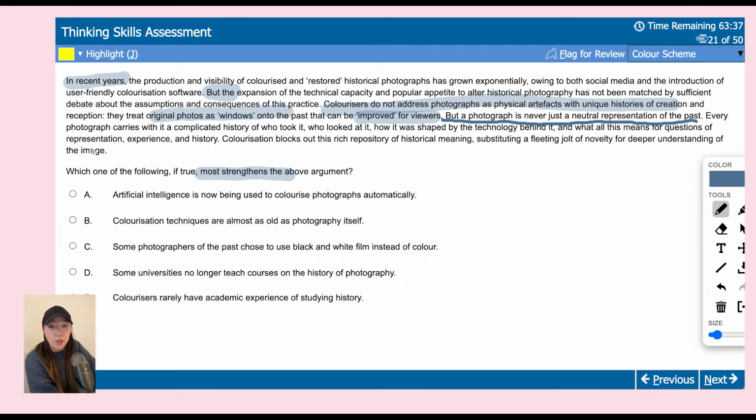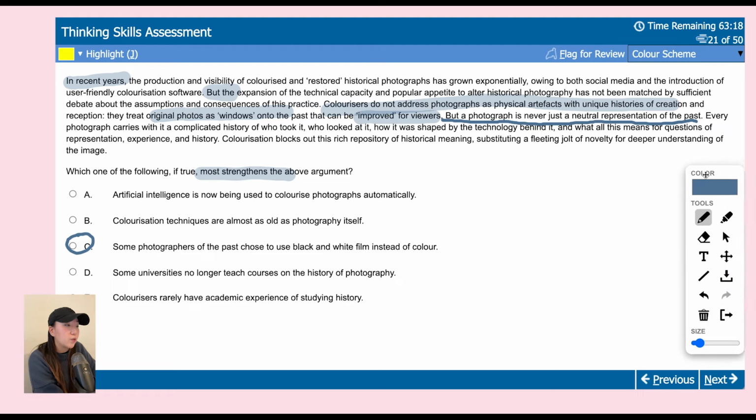Again, with strengthening argument questions, you have no choice but to read A to E. You can't skim through like you would on a main conclusion or a flaw one, for example. You can't guess what the answer would be. In this one, the answer is clearly C. So some photographers of the past chose to use black and white instead of color. That is an intentional thing that they did, which supports the argument that we shouldn't take away the intention of the original artist by colorizing the photograph.